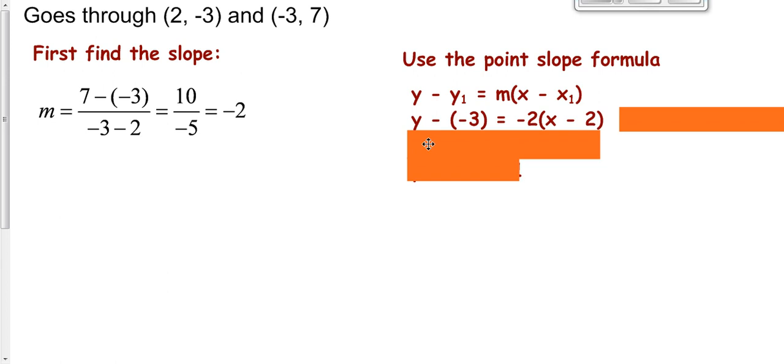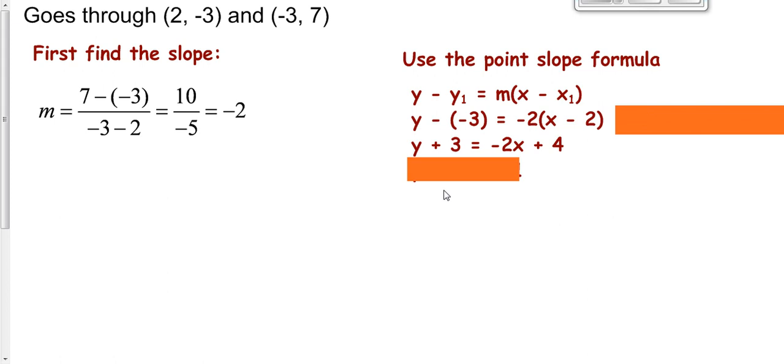Then all we're going to do is get y by itself, so get rid of the parentheses. Then we'll subtract 3 from both sides, and we have our equation of our line.